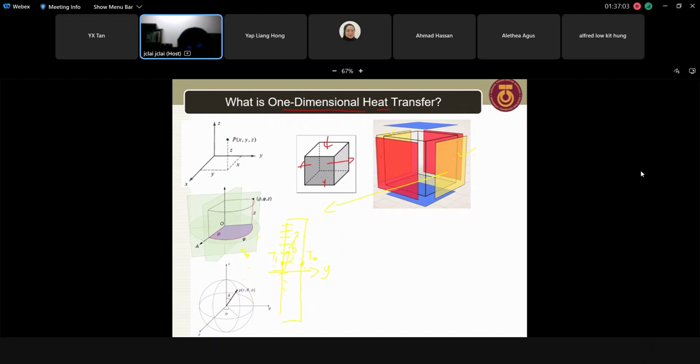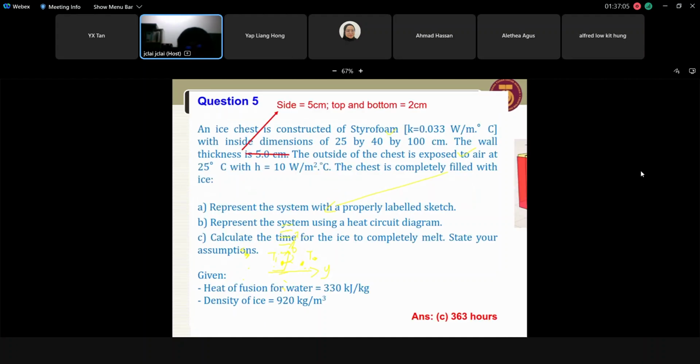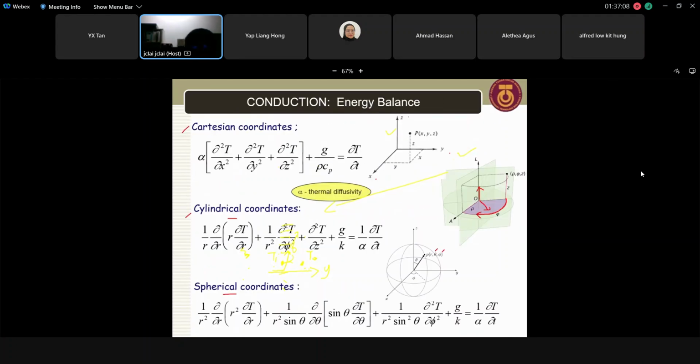Because if we don't make such an assumption, you need to consider X, you need to also consider Y, and you also need to consider Z, right? Let's say there is no heat generation. Let's say it is steady state, so it becomes 0. But you still have this part you need to solve.